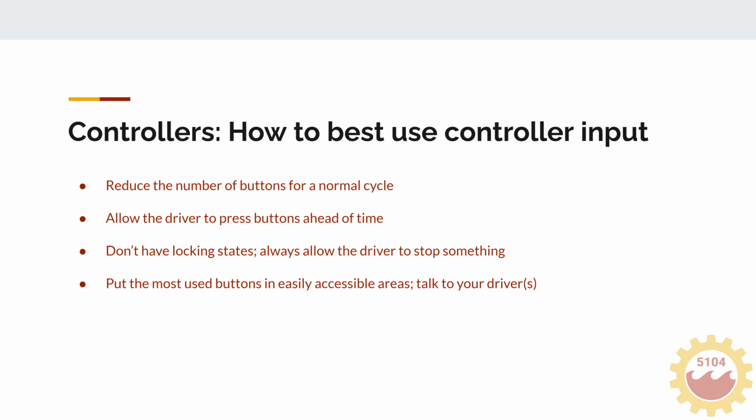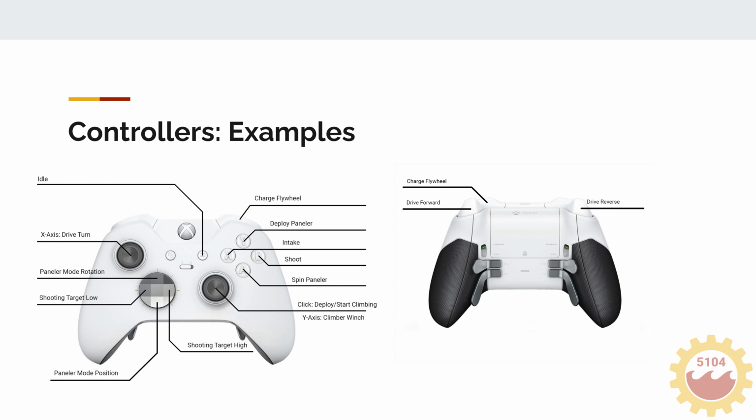The next thing is not necessarily controller based, but don't have locking states. What I mean by this is always allow the driver to stop what they're doing. For example, if the driver was in a state like intaking, and it was waiting until the last sensor trip to make sure that the hopper was full, and that sensor broke and was always returning false, you would be stuck in intake mode. So we always allow multiple ways to get out of the state. When you press intake, you can press the button again to stop intaking.